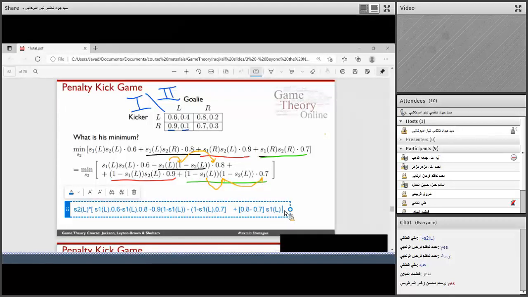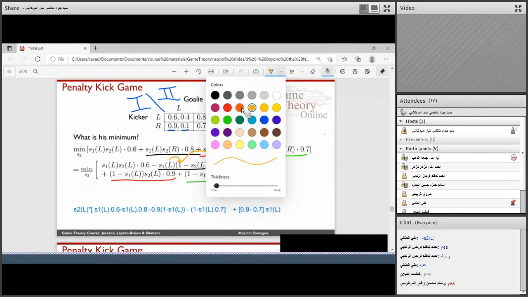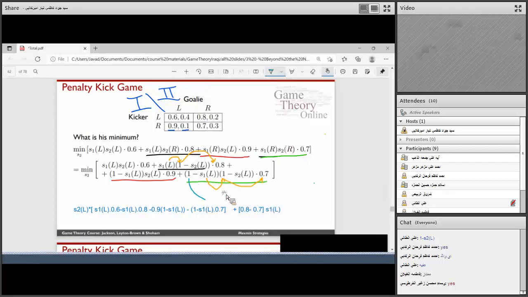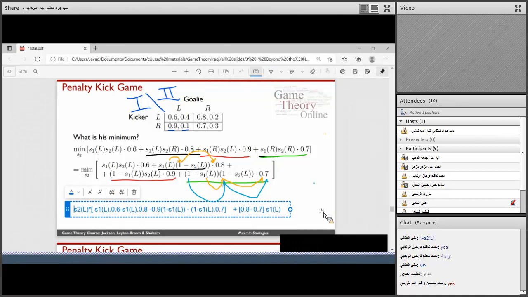Now, I need to also look for terms that are purely constant. Purely constant terms would be like this guy: 1 times 1 times 0.7. Let's see if I see more. No, there's no more. That would be it. Plus 0.7.